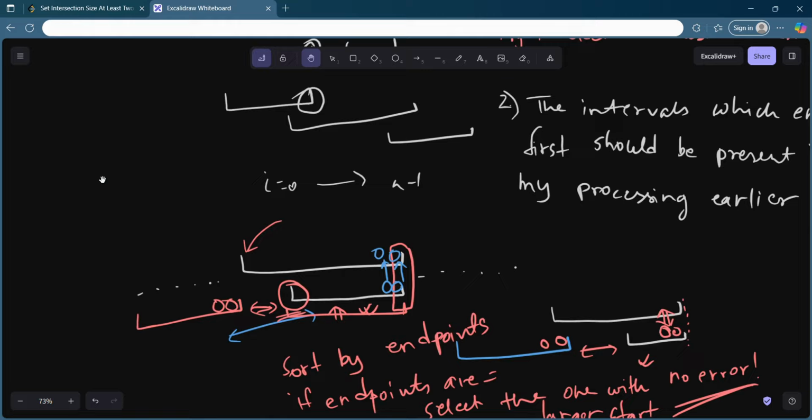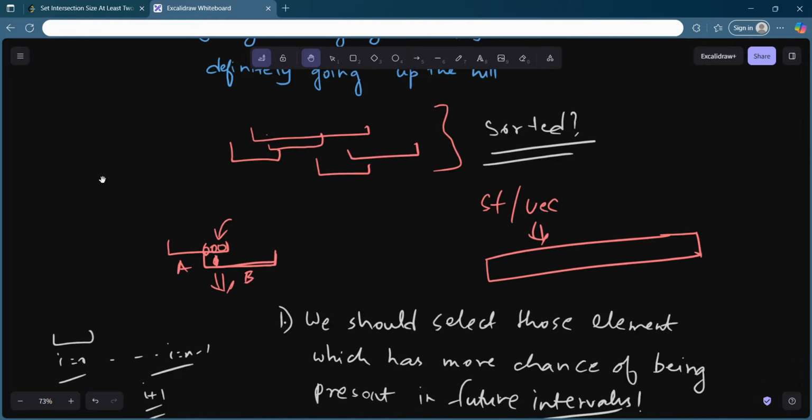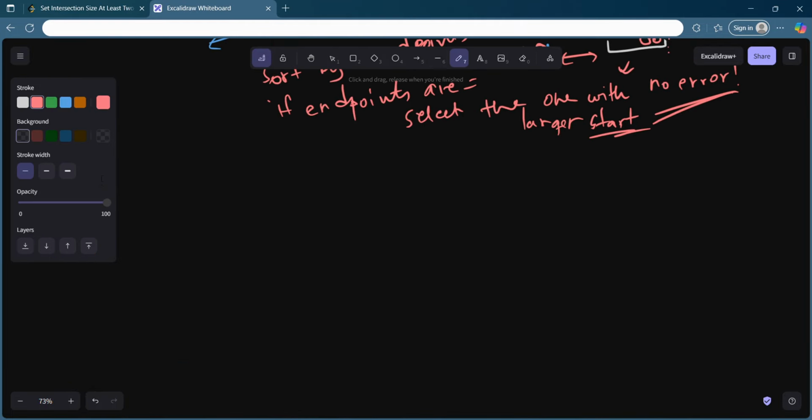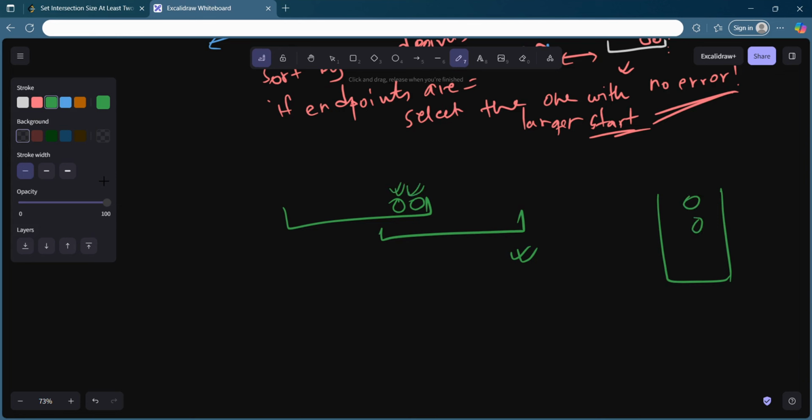And I will also show you that you do not need to write any comparator function or anything like that. I will show you how to do this very simply. So what should be the core logic? If I am processing this interval, and I have selected two elements in my set, the last two selected elements are, let's say, this is L, this is R. So this is the last element, this is the second last element, right?